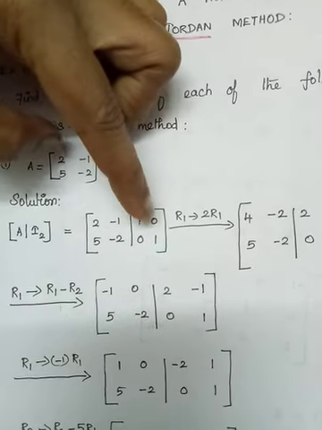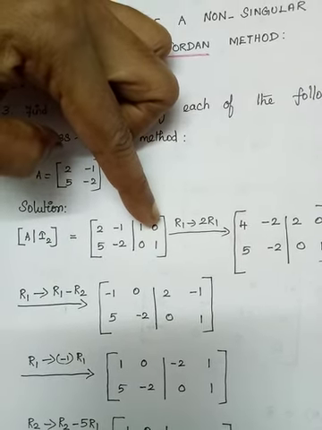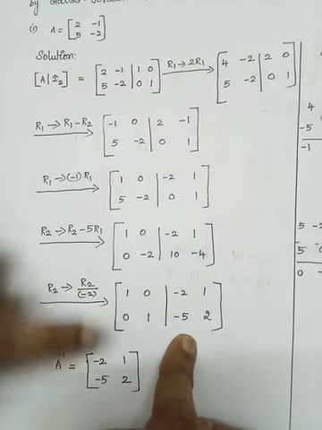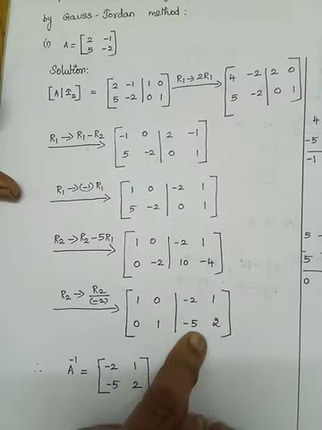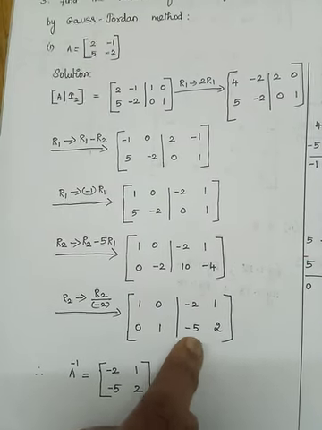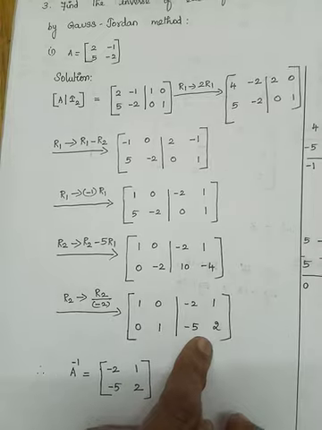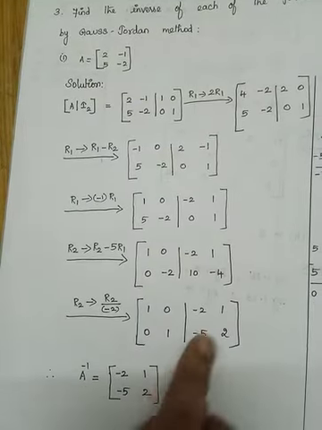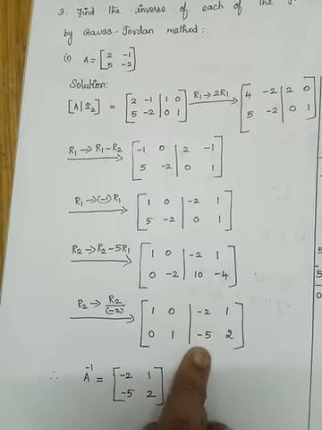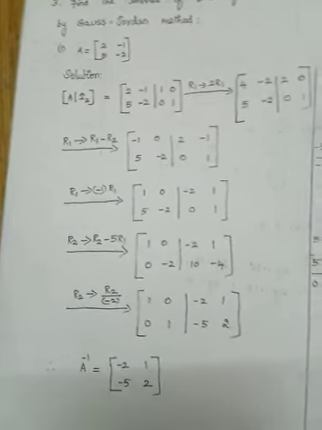So here you see the form. First I had taken A and the identity matrix. In the last step, I have brought the A matrix into the identity matrix, and the identity matrix has become this matrix. So this matrix is the inverse of the given matrix A. So A inverse is equal to minus 2, 1, minus 5, 2. Okay, we'll see the next problem.